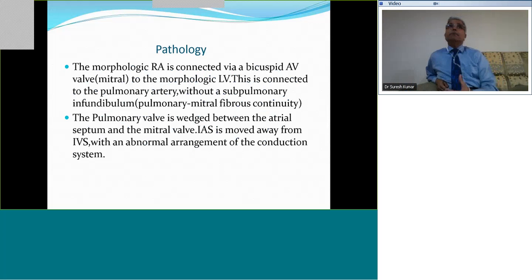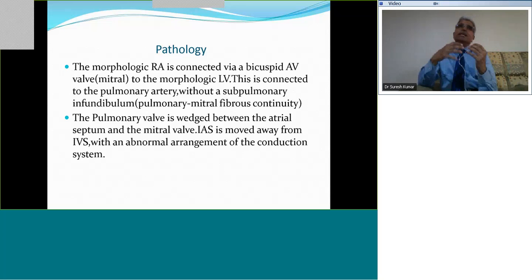So the morphologic right atrium, elaborating on what I already told you, is connected via a mitral valve to the morphologic left ventricle. And this is connected to the pulmonary artery. Unlike the normal right ventricle, here the pulmonary valve is not sitting above an infundibulum. And indeed, there is a continuity between the pulmonary valve and the atrioventricular valve, that is the mitral valve. So there is a pulmonary-mitral continuity. And the pulmonary valve itself is wedged between the atrial septum and the mitral valve.